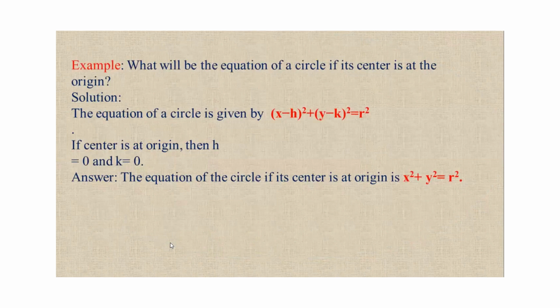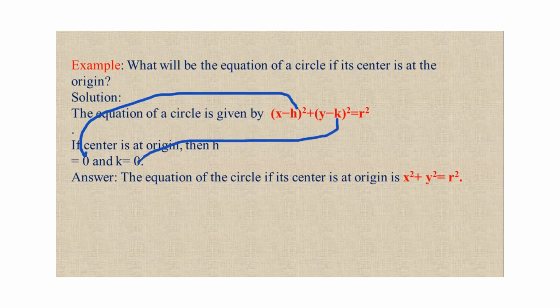Example: what will be the equation of a circle if the center is at the origin? The center is at the origin, which is 0, 0. So the equation of the circle is x squared plus y squared equals r squared. This is the equation of a circle when the center is at the origin.